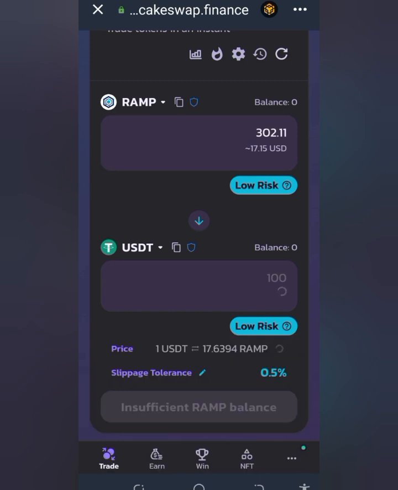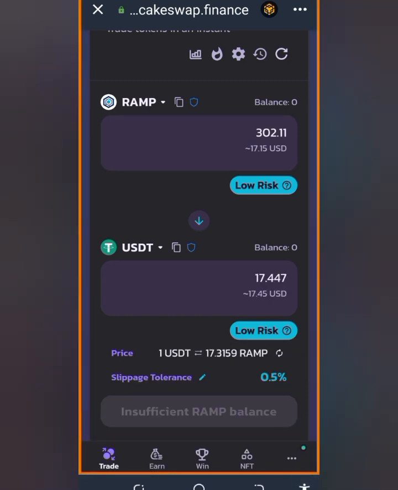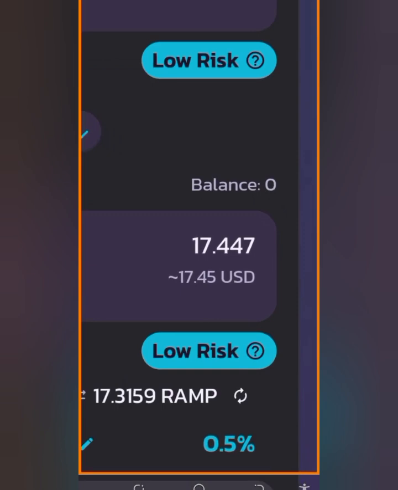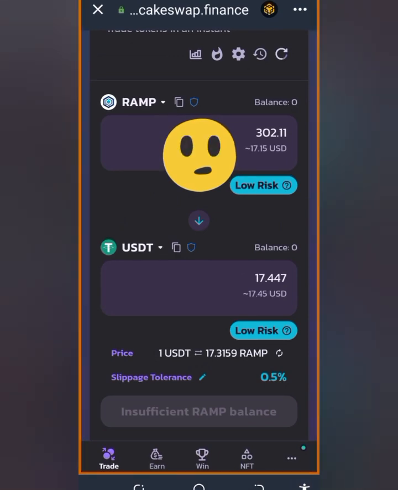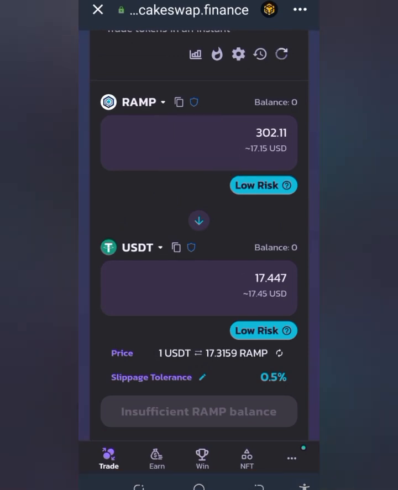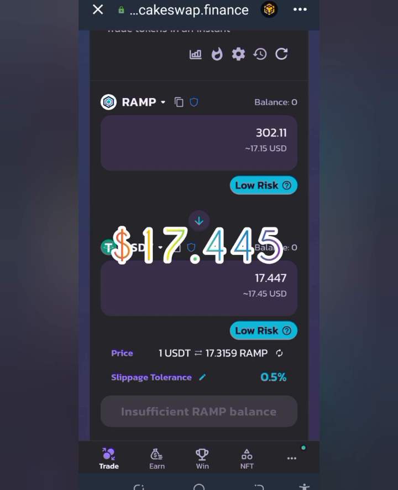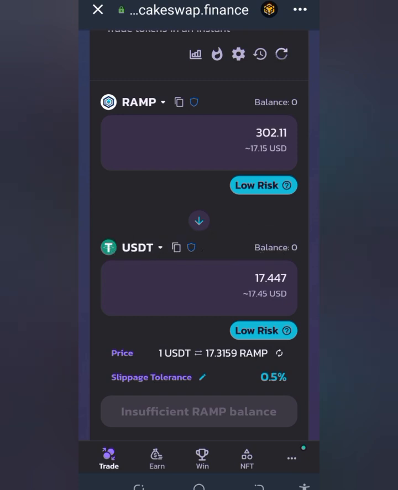Okay, what's going on? So it says that we will get 17.447. Interesting. That is what it is telling us. In fact, let me take a screenshot. As you can see now, if we buy $10 worth of RAMP DeFi on their website, okay, we will get 17. Now, what percentage is this? Is this not 70%? Does it not look like 70%? I mean, what am I looking at here?